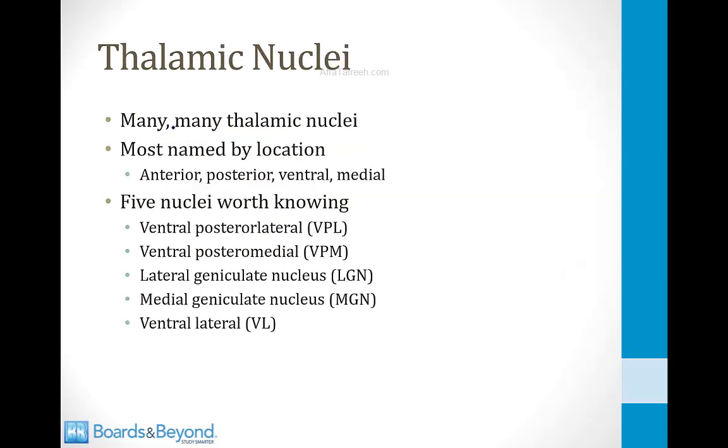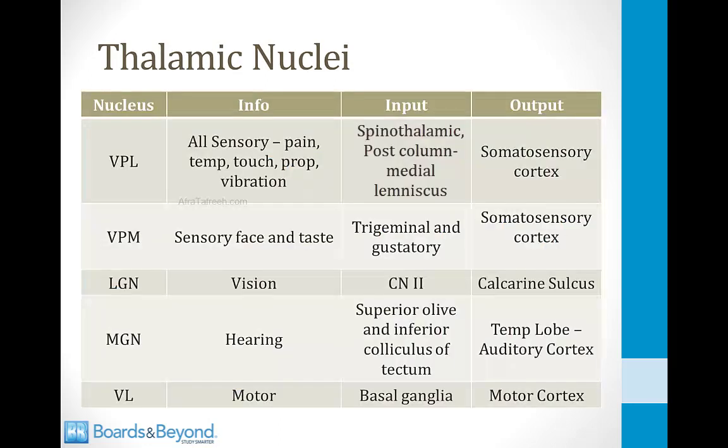The thalamus is composed of many thalamic nuclei, and most are named by their location within the thalamus. So, for example, there are anterior and posterior thalamic nuclei. There are also nuclei that are ventral or medial. Five that I think are worth knowing as a medical student preparing for Step 1 are the ventral posterolateral, the ventral posteromedial, the lateral geniculate and medial geniculate, and finally the ventral lateral nucleus. So let's go through each of those 6 nuclei and what they do.